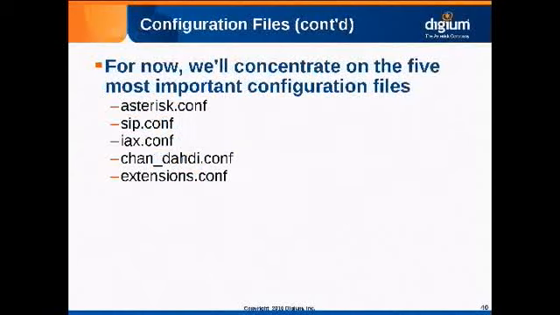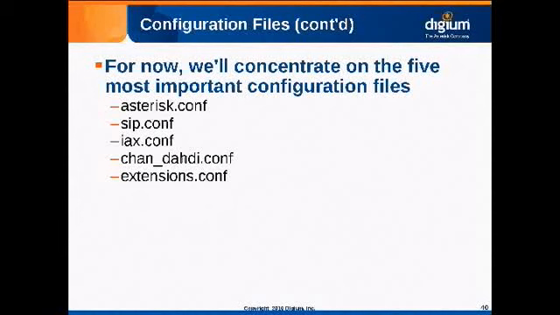So the next thing I want to talk about is what configuration files do we need to edit to get an Asterisk system up and running. If you were to install Asterisk on a box, and we've got a box here that we'll play around with today, you'd find that there are probably 25 or 30 different configuration files, because each of these modules often have their own configuration file, and there's lots of different modules.